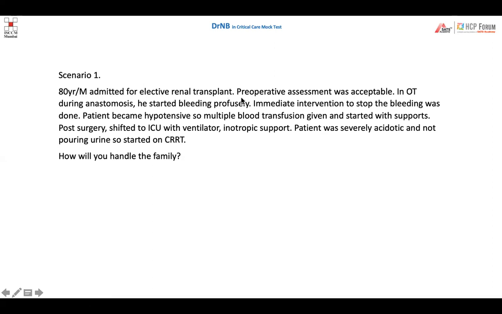An 80-year-old male admitted for elective renal transplant. Pre-op assessment was acceptable. In the OT, during anastomosis, he started bleeding profusely. Immediate intervention to stop the bleeding was done. The patient became unresponsive, so multiple transfusions were given. The patient became hypotensive, multiple transfusions were given, and he was started on supports. Post-surgery he was shifted to the ICU on a ventilator and inotropes, severely acidotic, not passing urine, and so was started on CRRT.